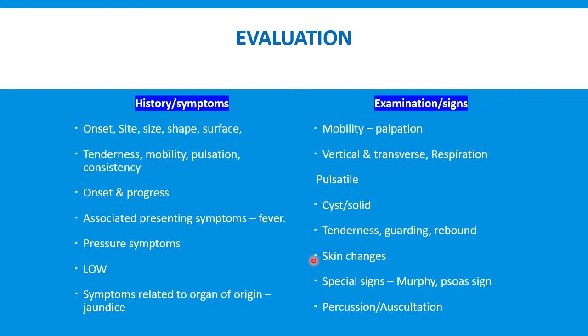Next, we come to skin changes. Okay, the skin changes over the lump: discoloration, inflammation, edema. These are all very important signs that must be detected and reported by the student. Next, we come to special signs. For example, Murphy sign for acute cholecystitis and psoas sign in patients with acute appendicitis. Last but not least is percussion and auscultation. Very important. Percussion can help you to determine whether the mass contains air, then it is most probably due to a distended bowel. And auscultation can help you to determine whether there is a bruit or increased or decreased bowel sounds in the abdomen.